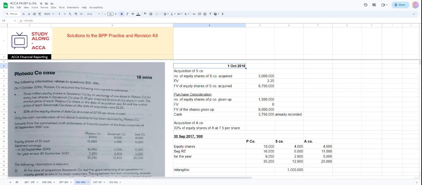On 1st October 2016, P company acquired the following non-current investments. The first one is 3 million equity shares of S company by an exchange of one share in P company for every two shares. So they acquired 3 million shares and they gave up 1.5 million of their shares.